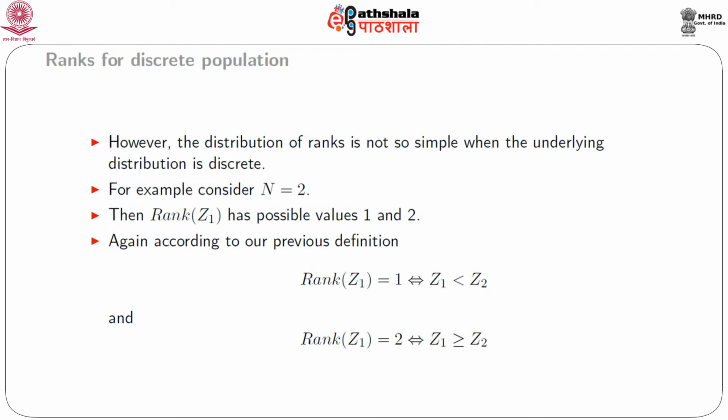However, the above discussion and derivation is valid only when the underlying distribution is continuous. If we have some discrete population, then the ranks defined as earlier give some misleading results. In fact, the distribution of ranks is not so simple when the underlying distribution is discrete. For example, consider n as 2. Then rank of Z1 has possible values 1 and 2. According to our previous definition, rank of Z1 equal to 1 is implied by and implies Z1 less than Z2, and rank of Z1 equal to 2 is implied by and implies Z1 greater than or equal to Z2.